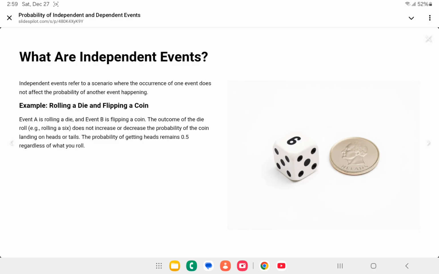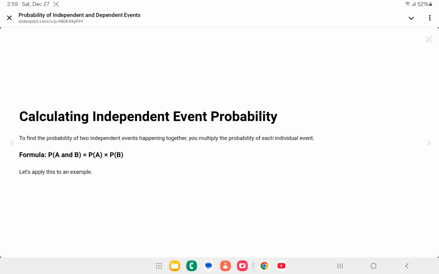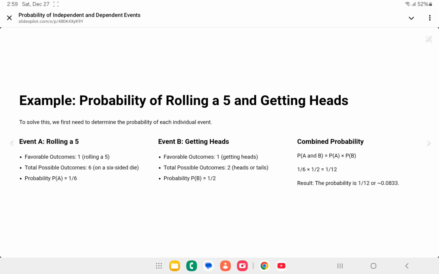The probability of getting heads is 0.5 and it stays that way regardless of what you roll. To calculate the probability of two independent events happening together, you can use this formula, where the probability of A and B is equal to the probability of event A times the probability of event B. Let's do an example. If you roll a 6-sided die and flip a coin, what is the probability of rolling a 5 and getting heads?